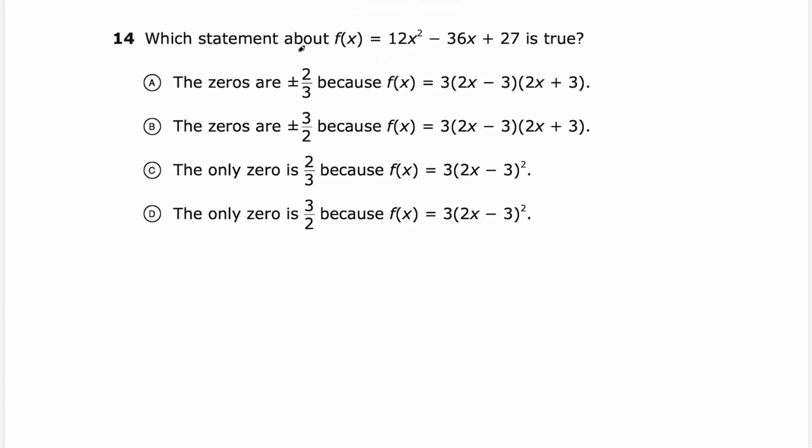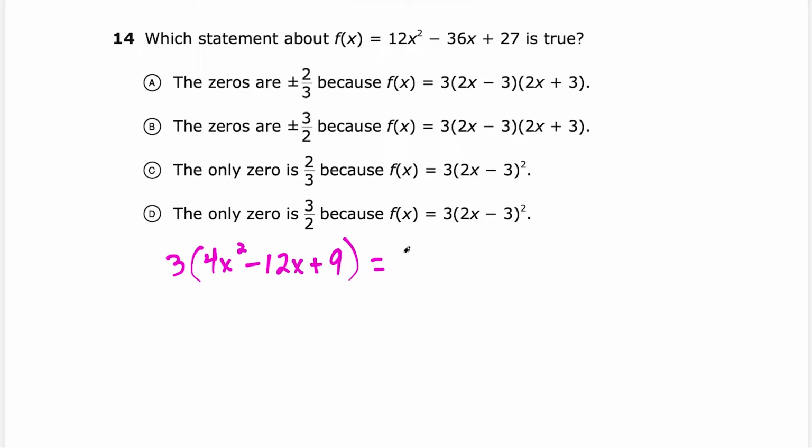Question 14, we want to know which statement about f of x is true. And we're talking about the zeros of the function. So what I would want to do here is factor this. So I'm going to take out a greatest common factor of 3. And I'm going to be left with 4x squared. And then for the second term, we'll have minus 12x. And then we'll have plus 9. Okay, so I'm just dividing each of these things by 3 and writing the leftovers on the inside.